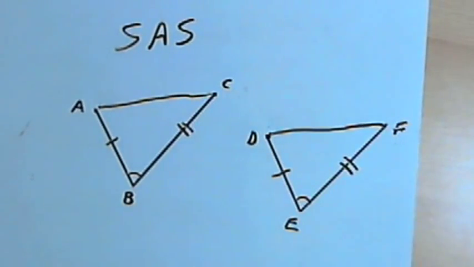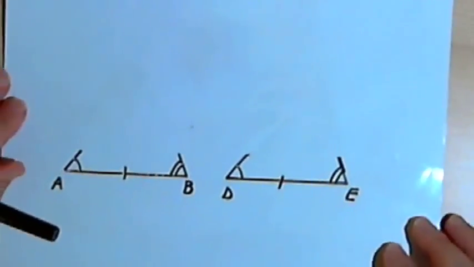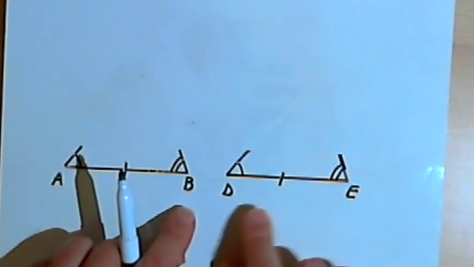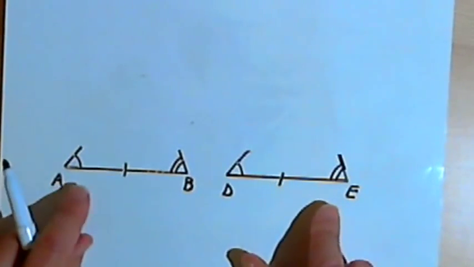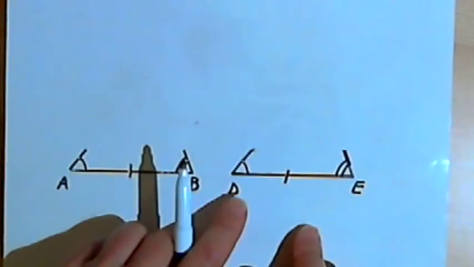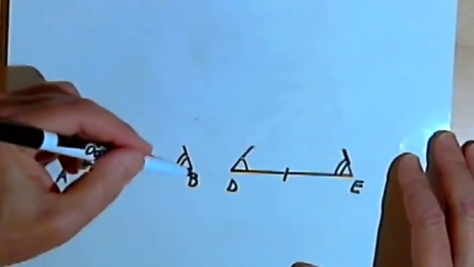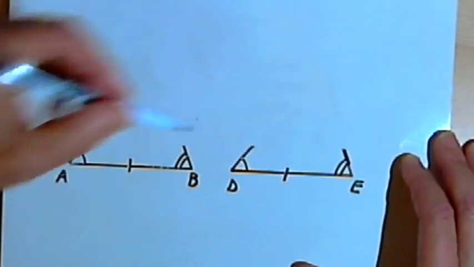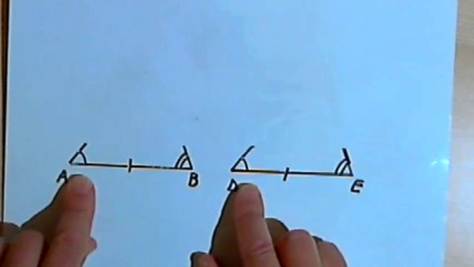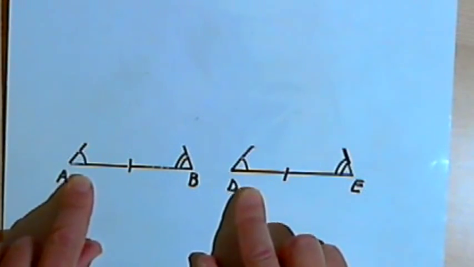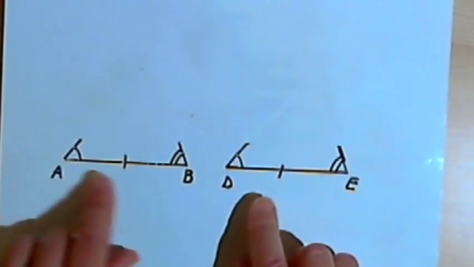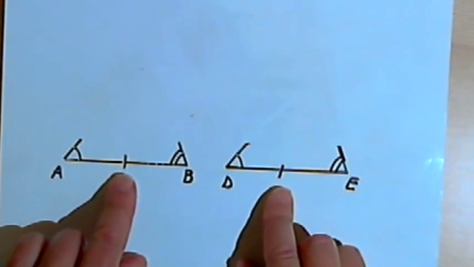Okay? We've also got angle-side-angle. So I've drawn figure AB and figure DE. They both end in angles, angle A, angle B, angle D, and angle E. And then there's a line segment connecting angles A and B and connecting angles D and E. Angle A and angle D are congruent. Angle B and angle E are congruent, and the line segments connecting my angles are congruent.